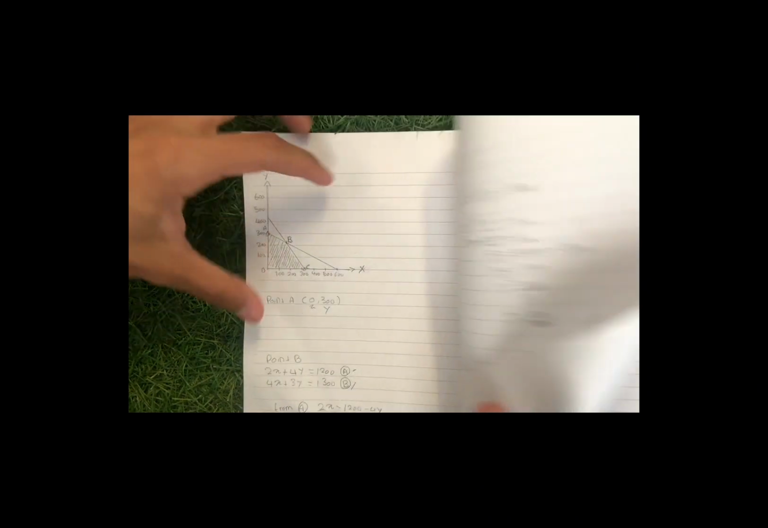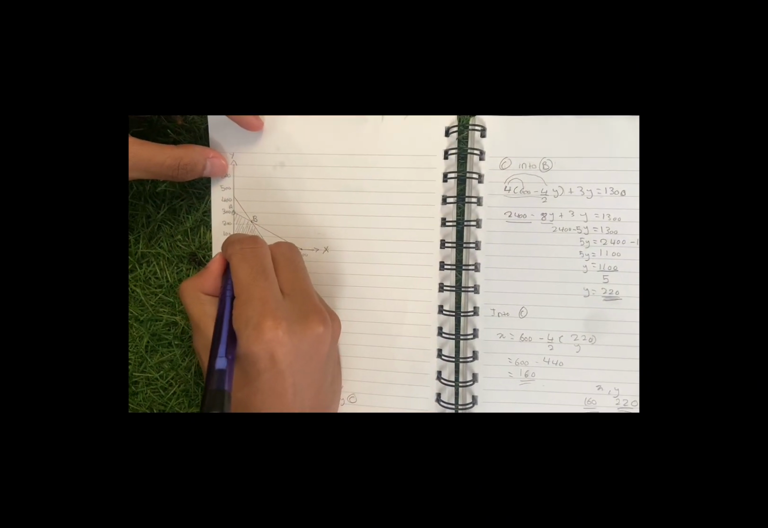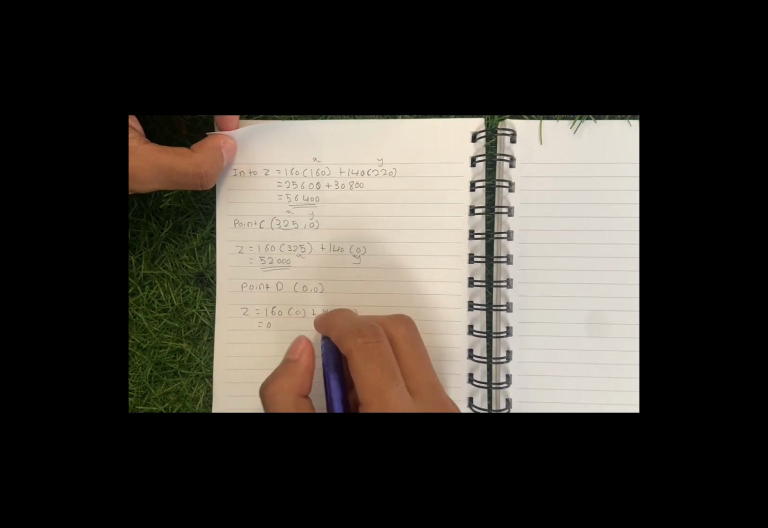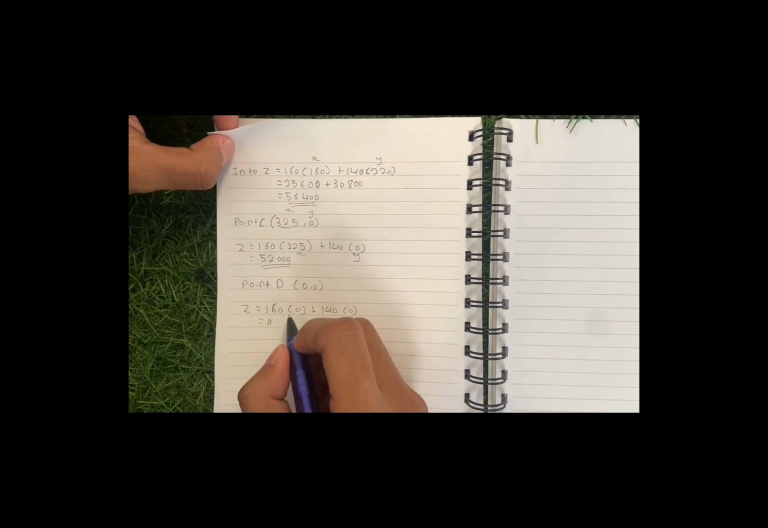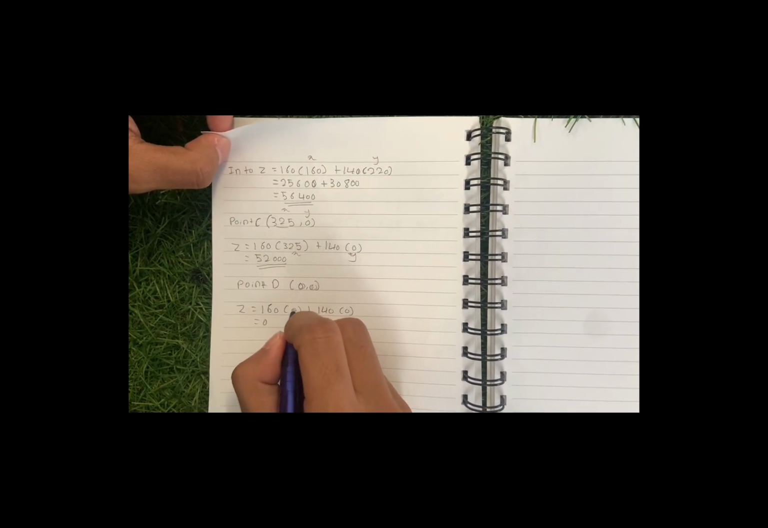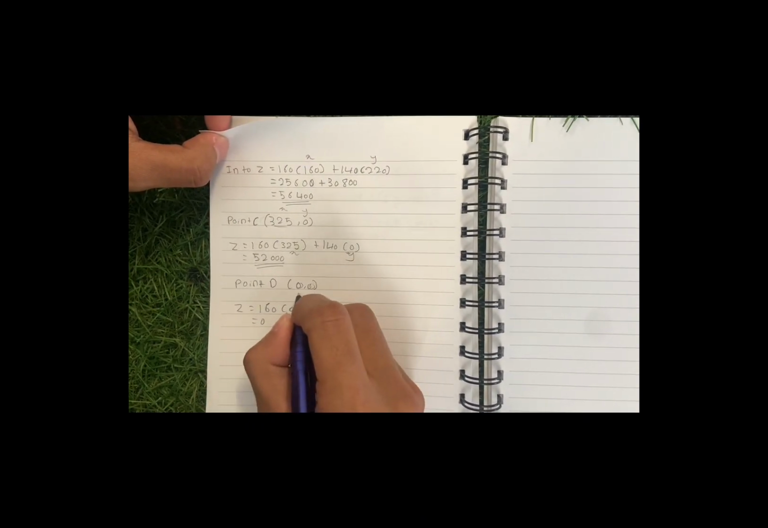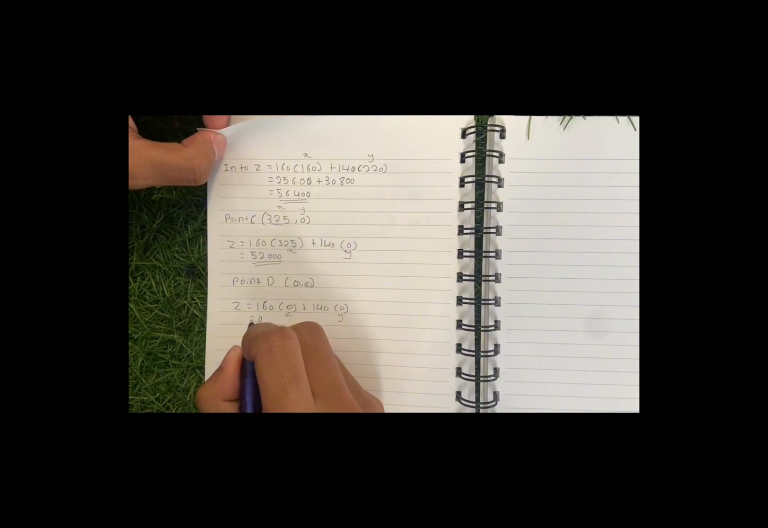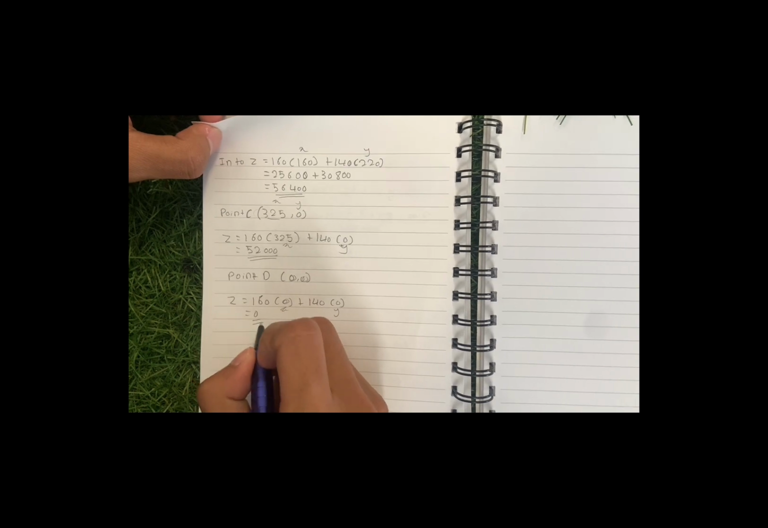Point D we get from this. D is 0, 0, so we change this x to 0 and y also 0, and the answer is 0 also.